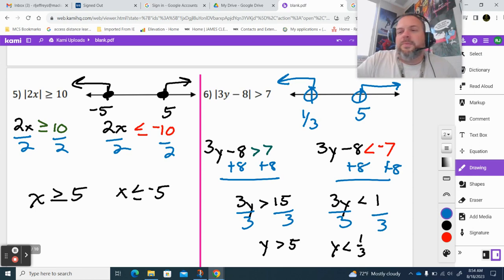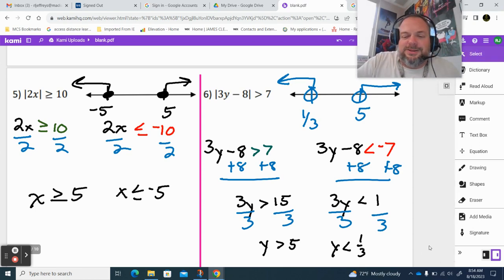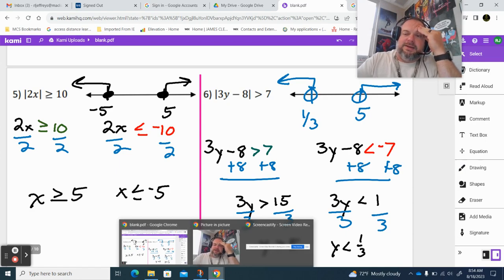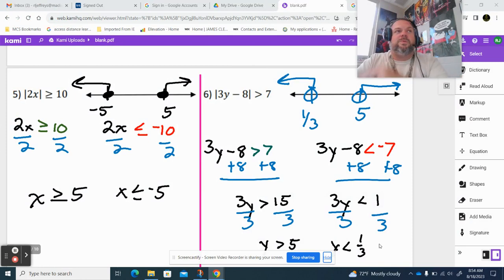All right, so that's our lesson. I'm fixing to turn them loose on some your turn practice. So we will see how it goes.